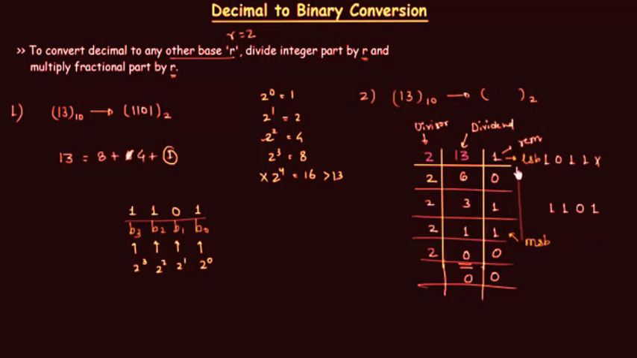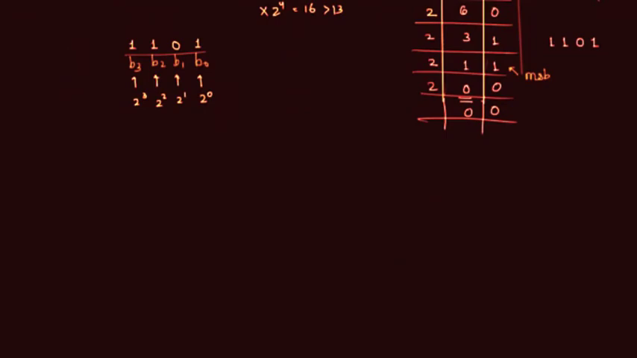We have to start looking from bottom and we have to go up like this. So this is the second method and the result is obviously 1101. This is the most preferred method to convert decimal number to binary. Now we will consider another example in which we have a fractional part also.